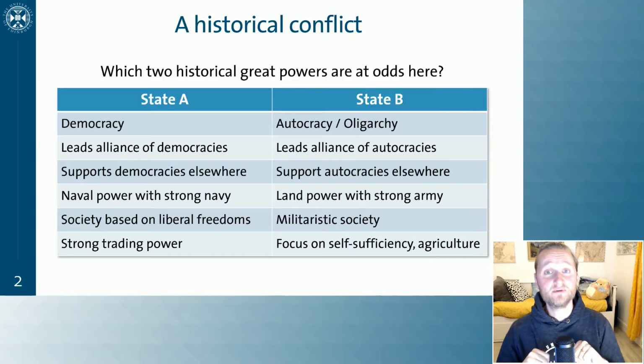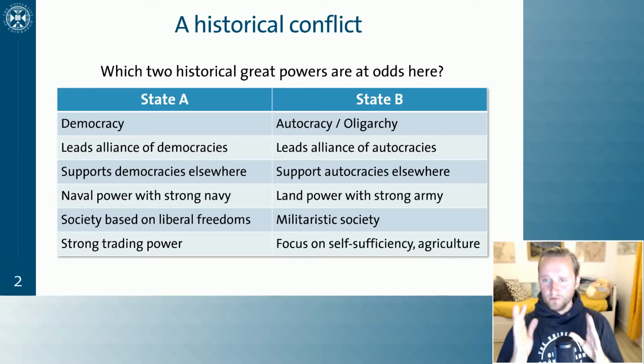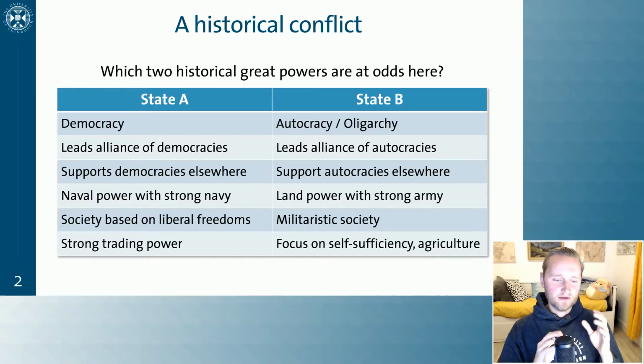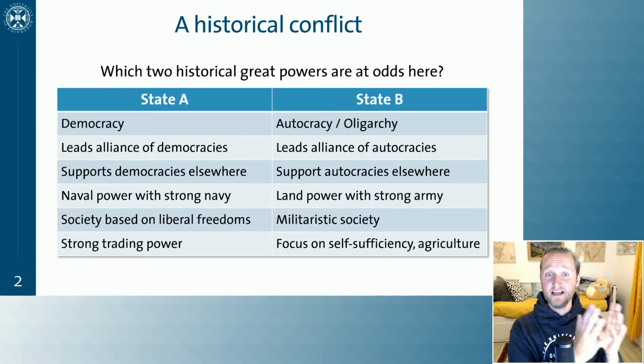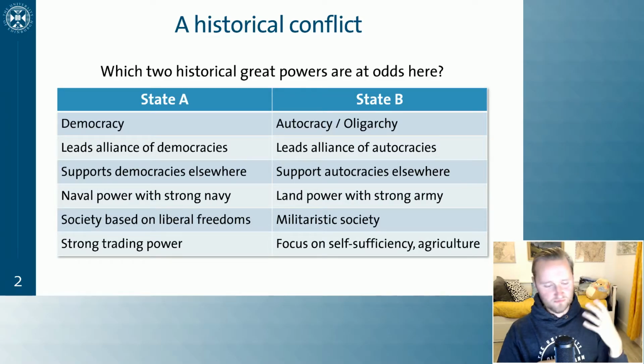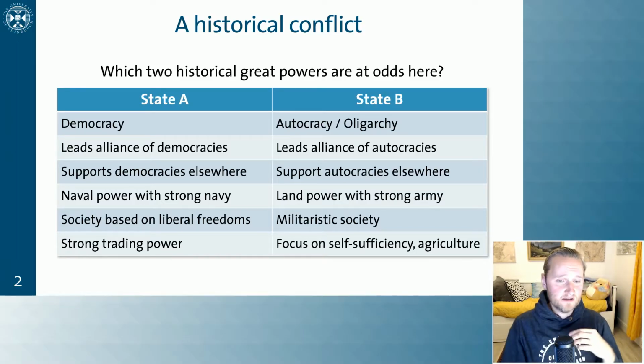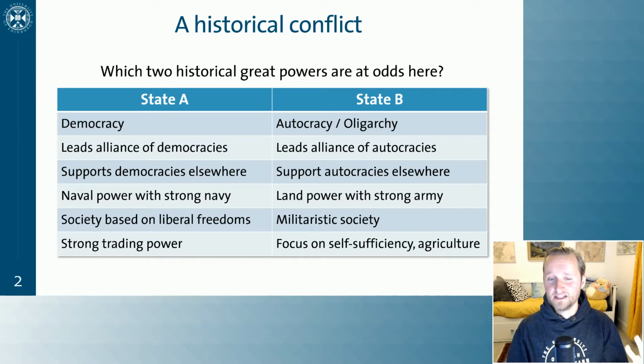Well, I already told you that theory is about pattern recognition. Look at this particular configuration where you have a specific historic situation. And I'm not going to tell you what each side is, because you're going to have to find that out in a second yourself. So imagine the following situation. You have a state A on the one side, which is a democracy, which leads an alliance of democracies and is very happy to support democracies abroad and elsewhere. It's primarily a naval power with a large navy. Its society is fundamentally based on liberal ideas and freedoms, and it is a strong trading power. It's happy to exchange with others.